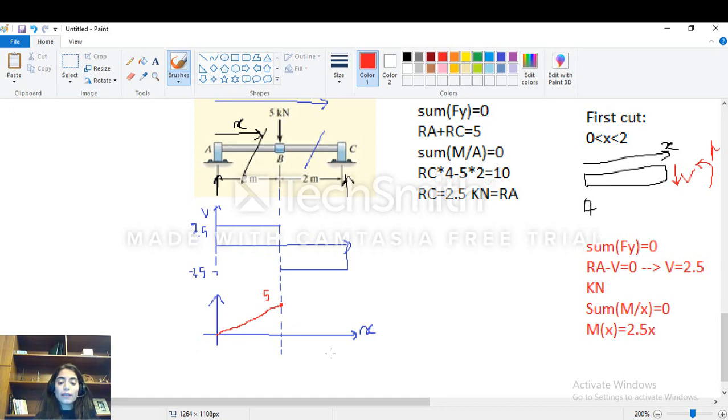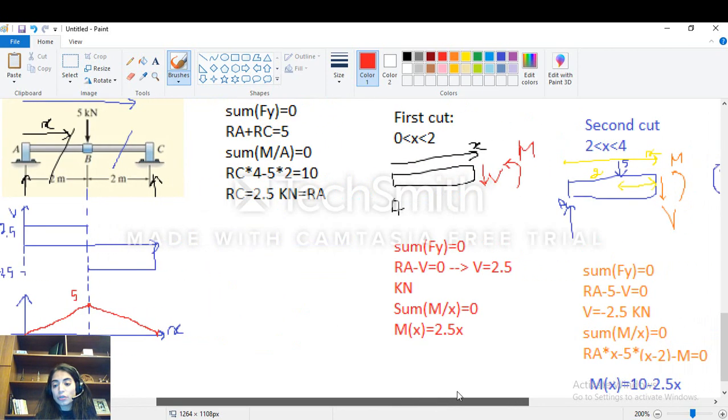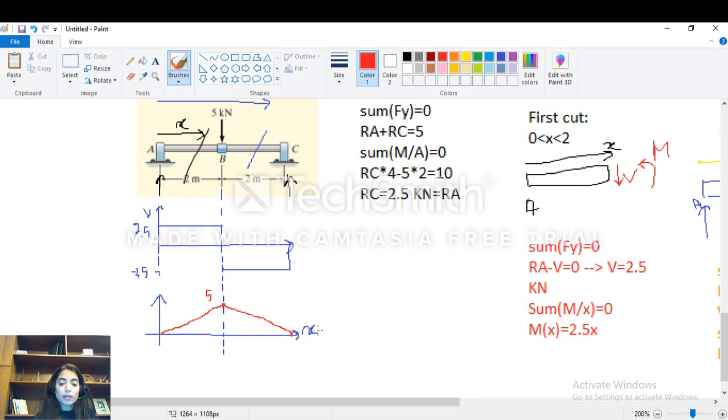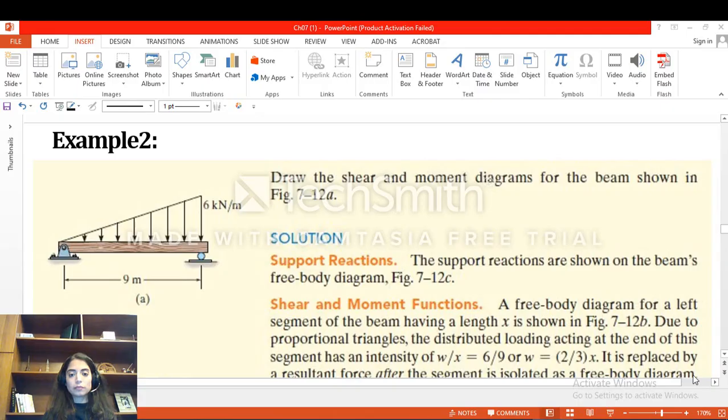And then, guys, if I apply the second cut, I have 10 minus 2.5x, so the slope is negative, and this means that M will go downward. And you can see that when x is equal to 4, if you take this equation and apply x equal to 4, 10 minus 10 is equal to 0. So here M should be equal to 0. So this is basically how you can draw your shear diagram and your moment diagram.